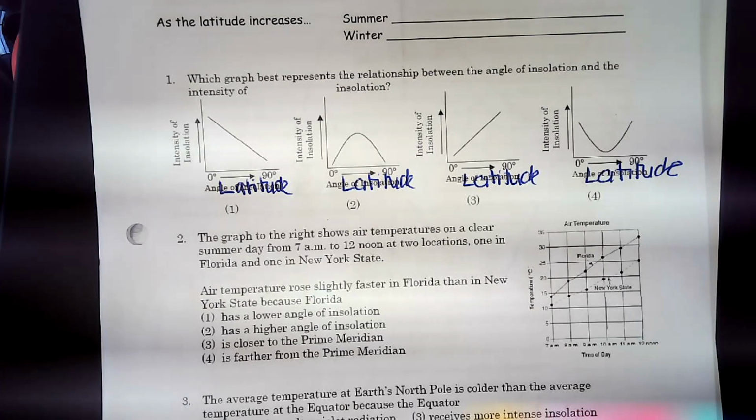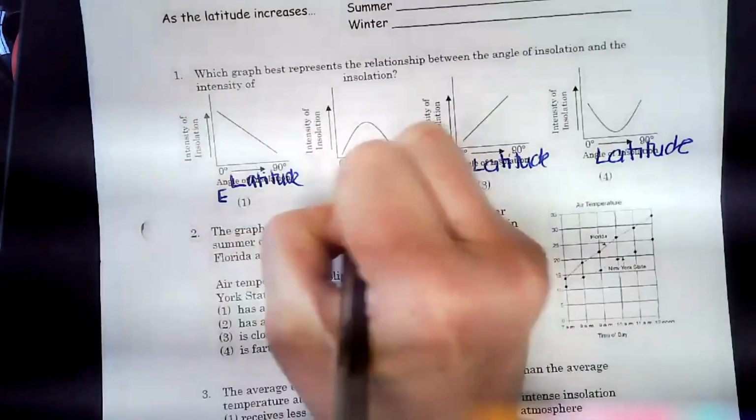Okay, so remember the equator measures how fat the Earth is. So the equator measures how fat, and that's the 0 degrees right there. So the equator is right there. That's 0 degrees latitude. So I'm just going to put an E there.